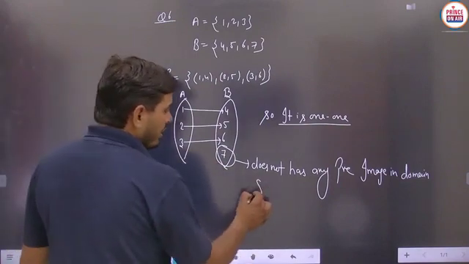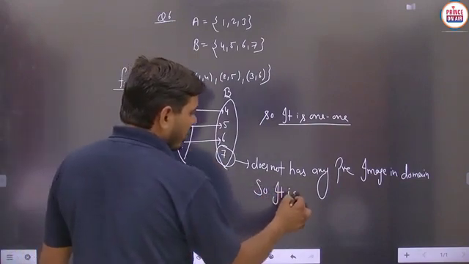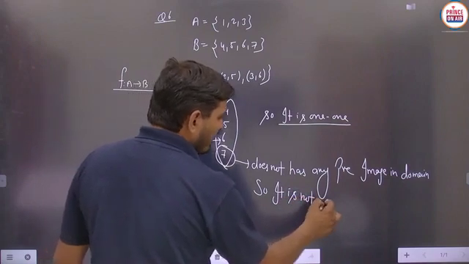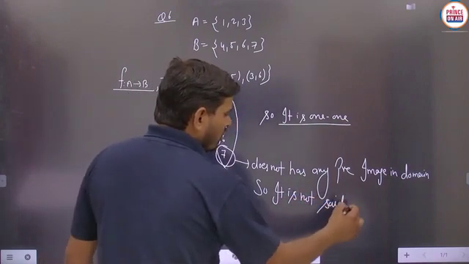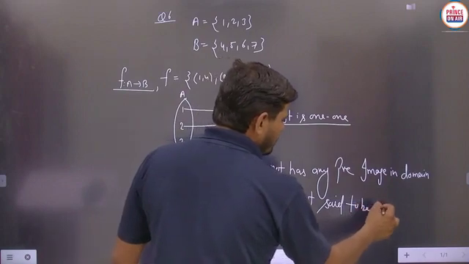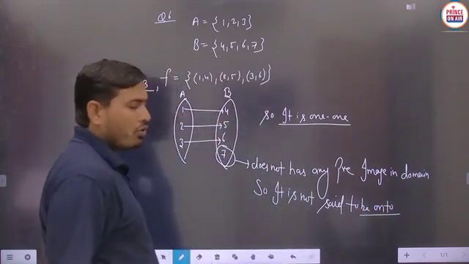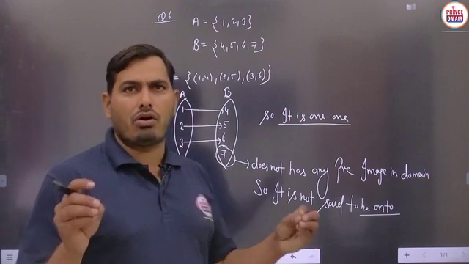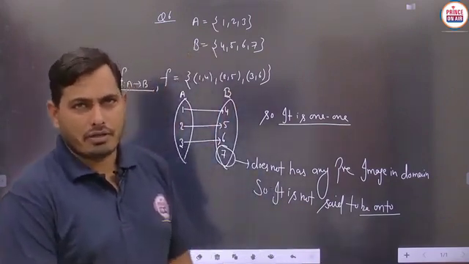So you can say that it is not said to be onto. Means if this function is not said to be onto, then you can say that this function is always said to be the into function. Is it to be clear?